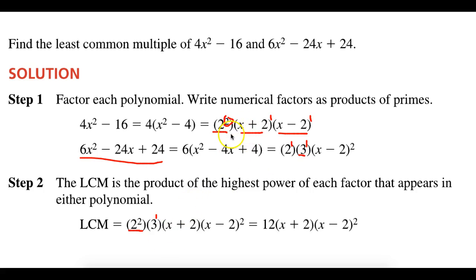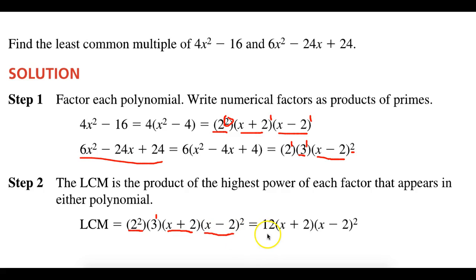Next, we have x plus 2. Now, we don't have an x plus 2 down here, so x plus 2 to the first is going to be our highest factor of this term. And then x minus 2 is our next term. Now we have x minus 2 to the first and x minus 2 squared. This is our largest exponent because it's the second power. That gives us our last term.